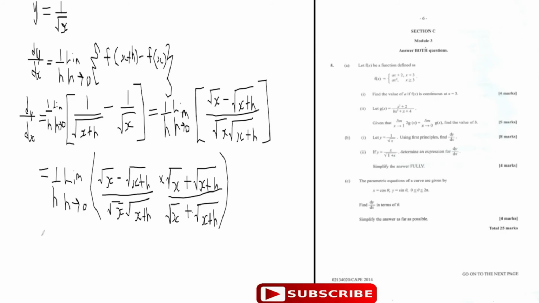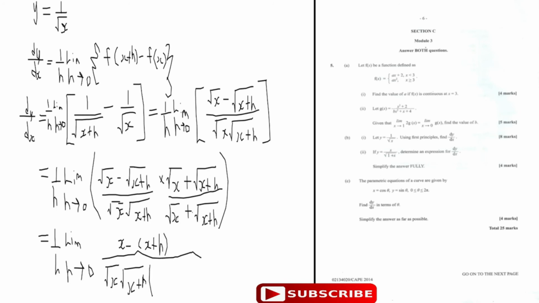Now that we're multiplying by the conjugate, it's going to become 1 over h times the limit as h tends to 0 of, now the numerator becomes the difference of two squares. So it's going to simplify out to root x times root x is x, a squared minus x plus h. So it is x minus x plus h over root x times the root of x plus h, times root x plus root x plus h.